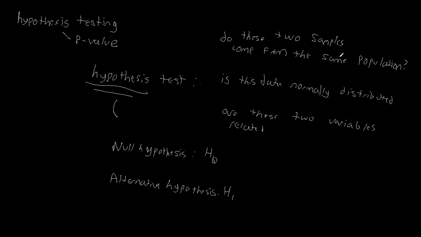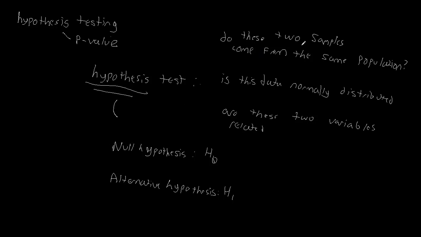But if you're asking the question, do these samples come from the same population, and you are hoping that they're not, hoping that these are two different populations, then you're going to want to make sure that you can reject the null hypothesis. So it's really important on a test-by-test basis to know what the null hypothesis is and what the alternative hypothesis is, so that when you're interpreting the results, you know what you're actually saying.